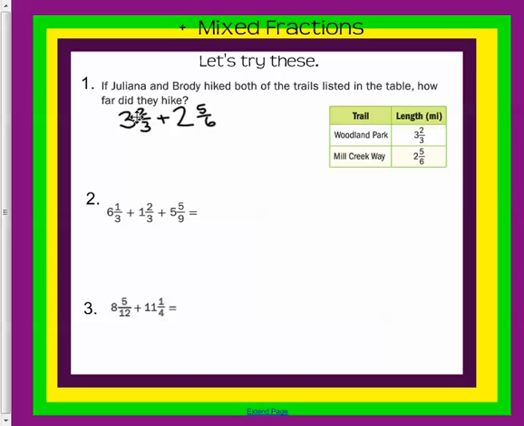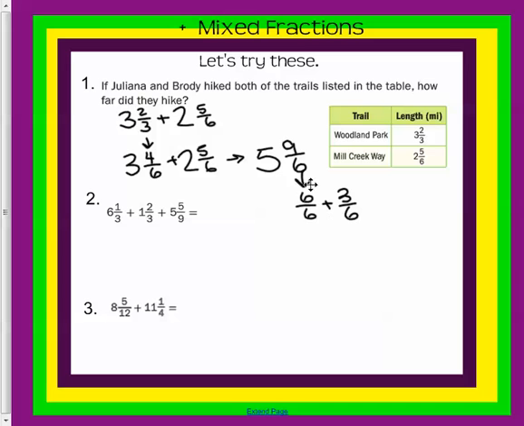So we need to change the 2/3 into sixths, which we get 4/6 by multiplying both the numerator and the denominator by 2. Add our whole numbers and we get 5. 4 plus 5 is 9, so we have 9/6. But this is an improper fraction. It's actually like having 6/6 and 3/6. 6/6 is a whole, so we actually have this 5 plus 1, which is 6 total, and 3/6. 3/6 can be simplified. These are a lot of steps. So we get 6 and 1/2.